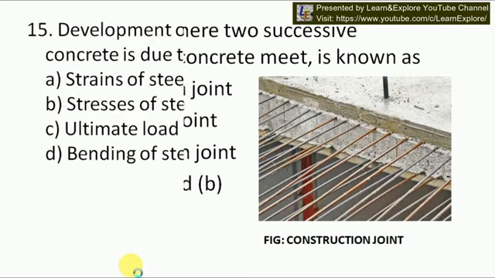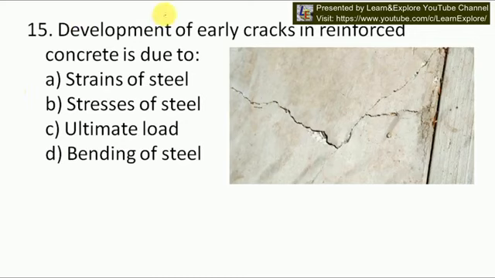So our next question is, development of early cracks in reinforced concrete is due to. So our options are A, strains of steel, B, stresses of steel, C, ultimate load, and D, bending of steel. So our answer is A.